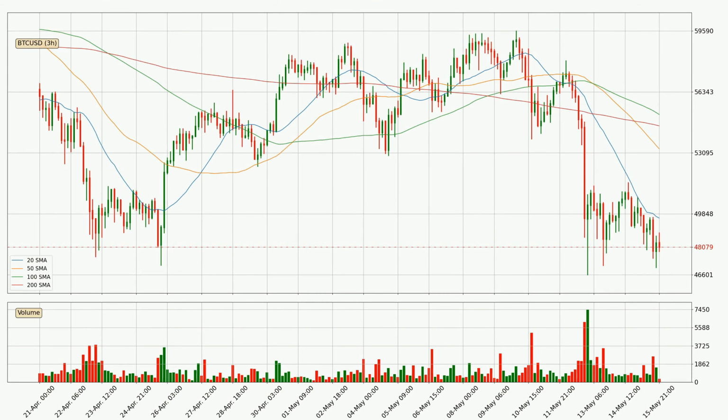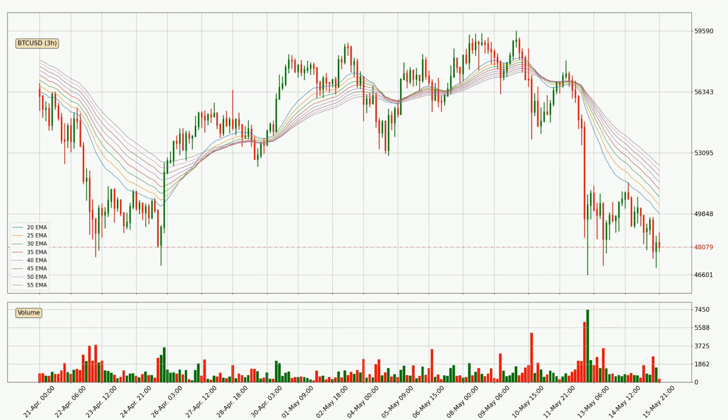Looking at the 3-hourly simple moving averages, the current price is below all simple moving averages for this time interval, which looks bearish, and it is to watch if the closest SMA, the 20 SMA, will play as resistance or the price will break it to the upside above the current price of around 49,619.